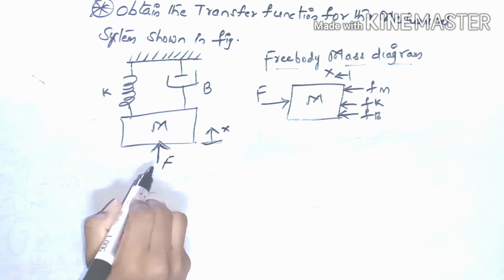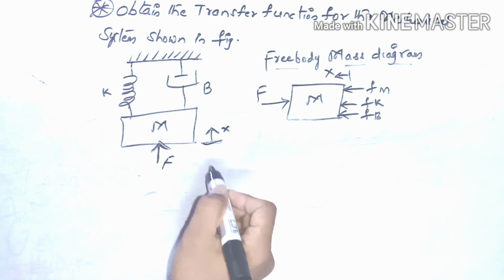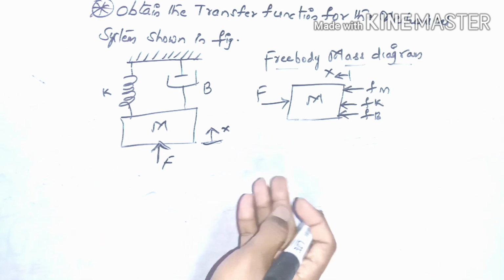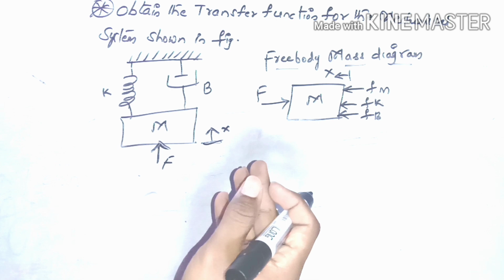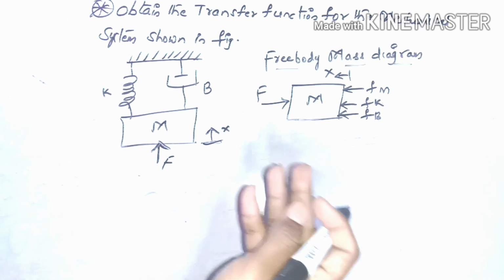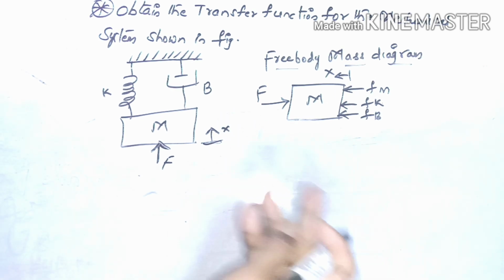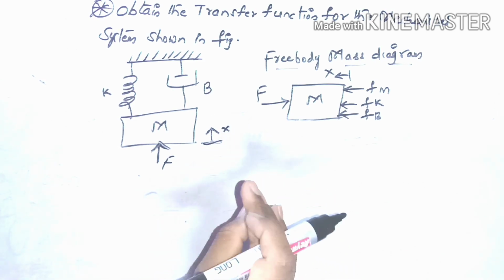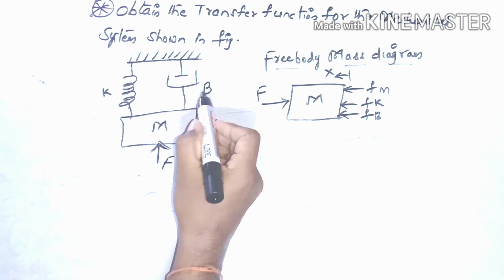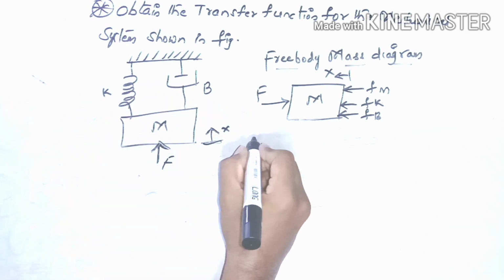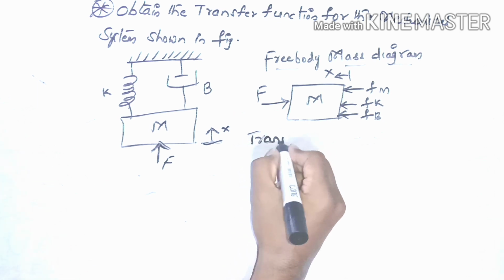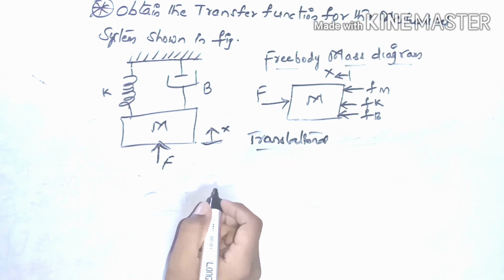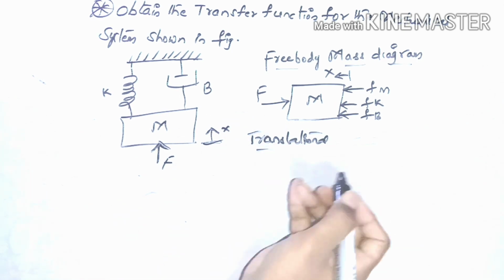For this mechanical system, to identify whether it is a translational or rotational system, we have to remember the basic idealized elements of the mechanical systems for translational and rotational systems. In my previous video, I explained the translational systems' idealized elements. What are those? Mass, viscous friction and spring constant. So this is a translational system.